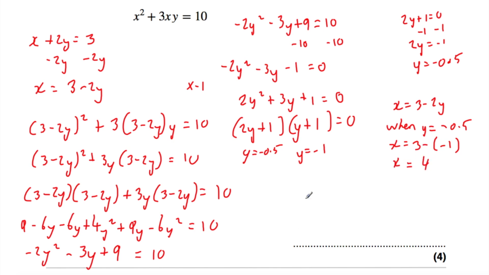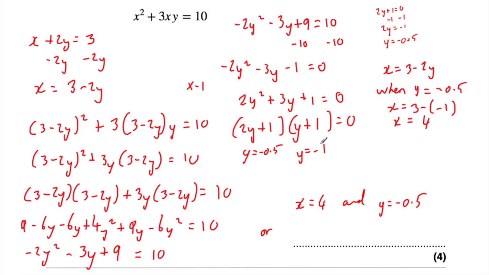So that means that one of our solutions is whenever x is equal to 4 and y is equal to minus 0.5. Or our other solution, let's work that one out, whenever y is equal to negative 1. We need a bit more room here, so I'm just going to move things about a bit. Okay, so we now want to find our other solution. So that's whenever y is equal to minus 1. So we've got x is equal to 3 minus 2y.